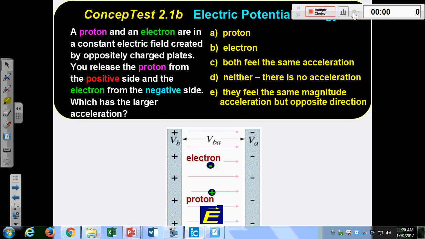A proton and electron are in a constant electric field, same as you had before. Which has the larger acceleration? Same scenario, which has the larger acceleration? Proton or electron or one of these other things? The same, no acceleration.